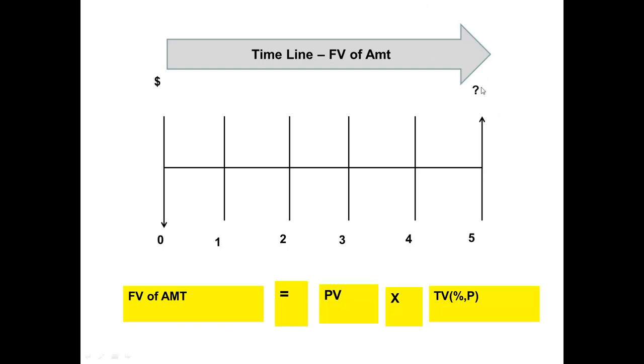The way we're going to solve these kinds of problems is to ask: what table do I use, what's my interest rate, and what's the number of periods. The formula is that the future value of an amount equals the present value times the table value for the future value of an amount, which will be in the back of a book somewhere, and you'll need to know the interest rate and the number of periods.